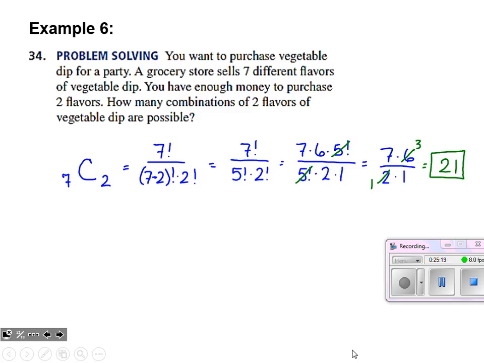And of course, it's not required that you do it this way. It's just that sometimes if you can see that happening, it's a lot faster to cancel them in line than to try and do it in a calculator or anything like that. Factorials simplify pretty easily.